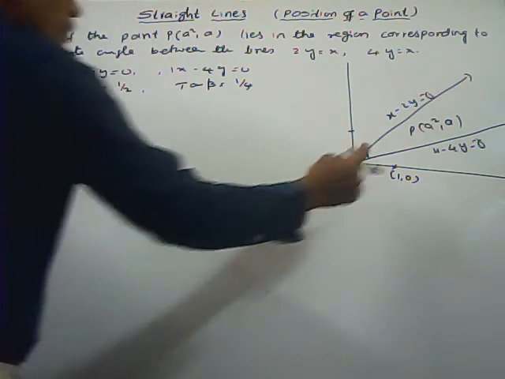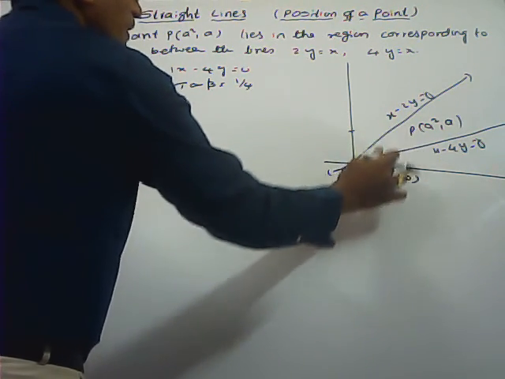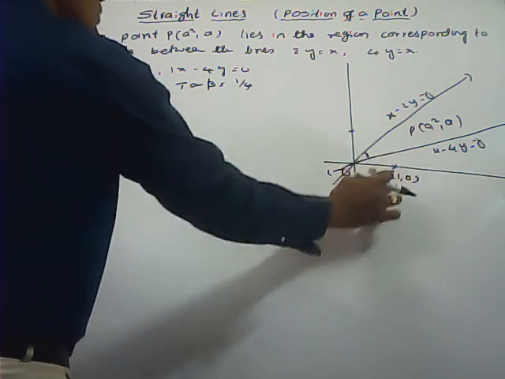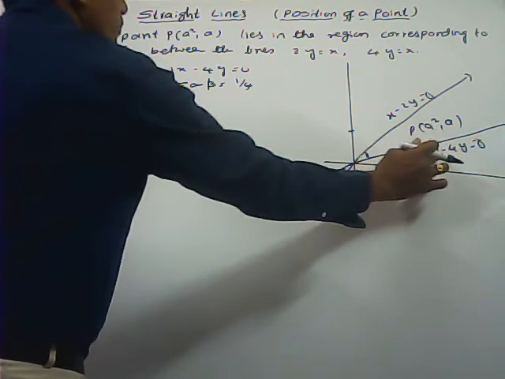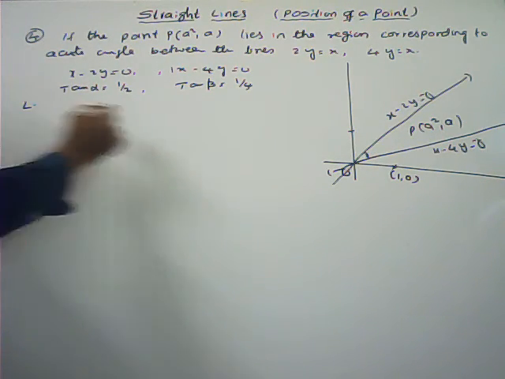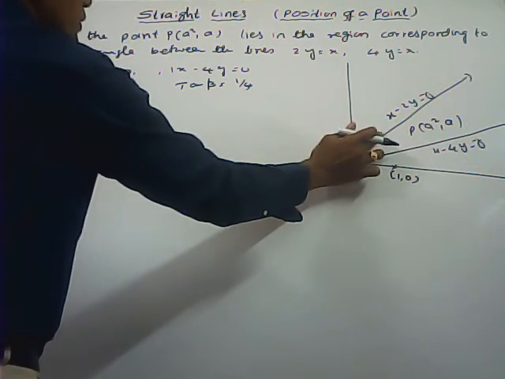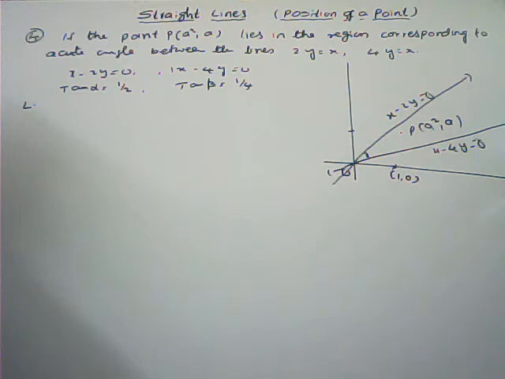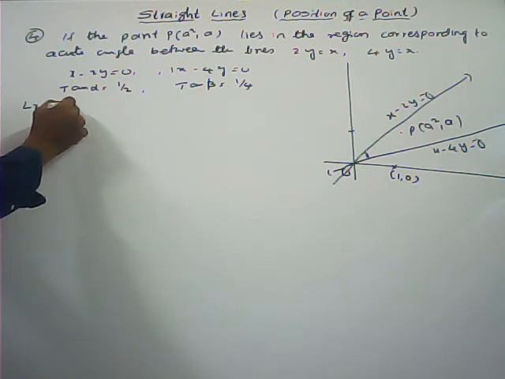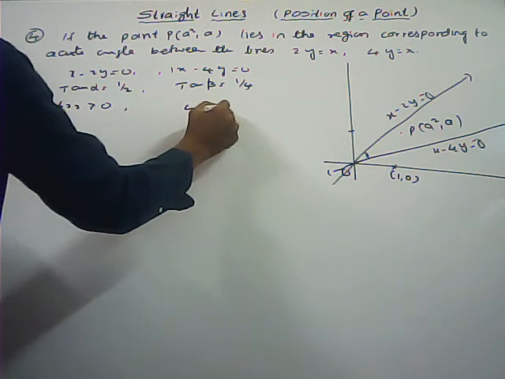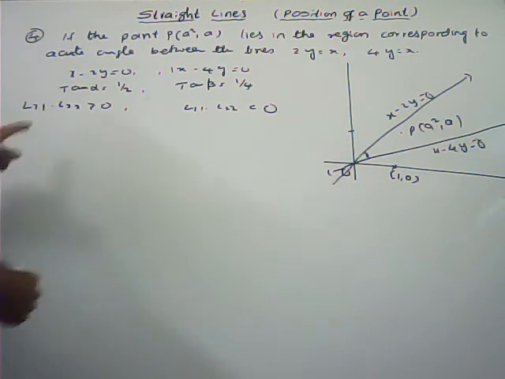Now about this line, what about these 2 points, do they lie on the opposite side? So L11 into L22 should be less than 0. These 2 points lie on either side of this line. So L11 into L22 for this one. But what about this line? These 2 points are on the same side of that line. So L11 into L22 is greater than 0. Two inequalities we are getting: for one line L11 into L22 greater than 0, for the other line L11 into L22 less than 0.